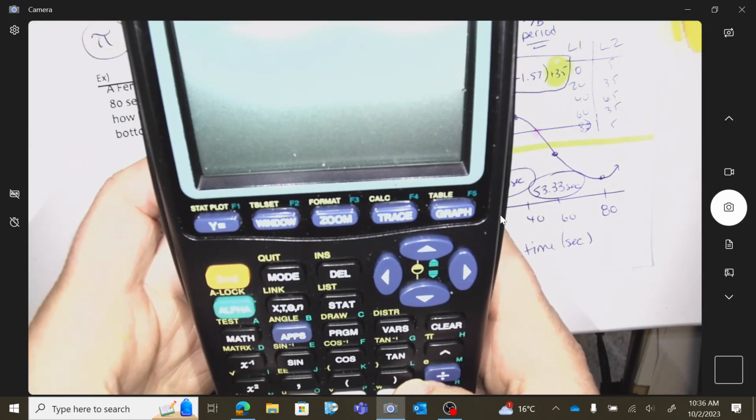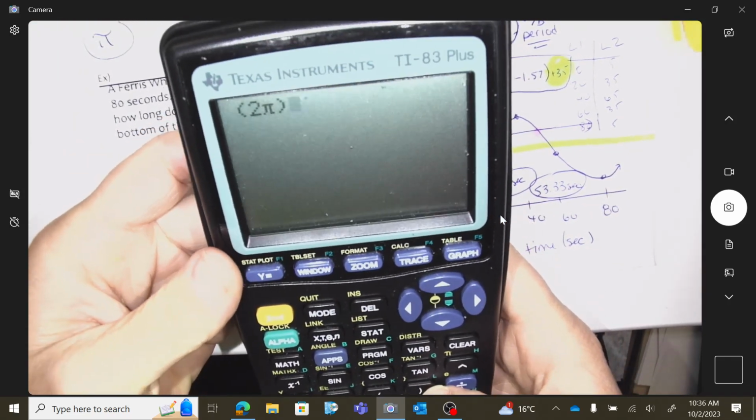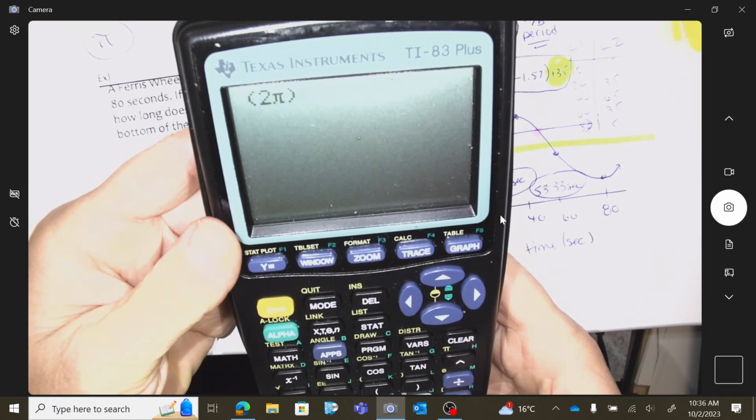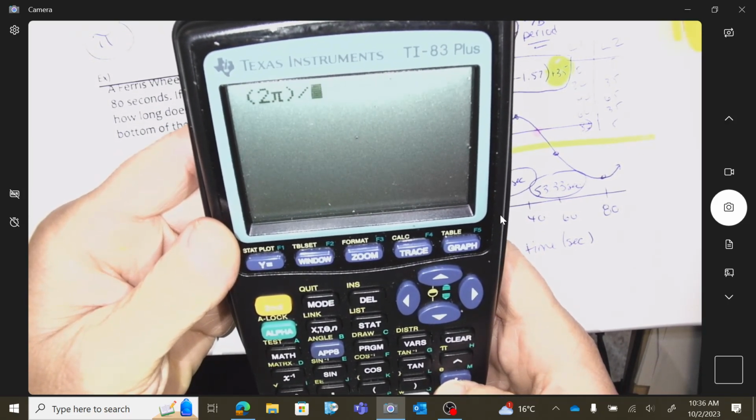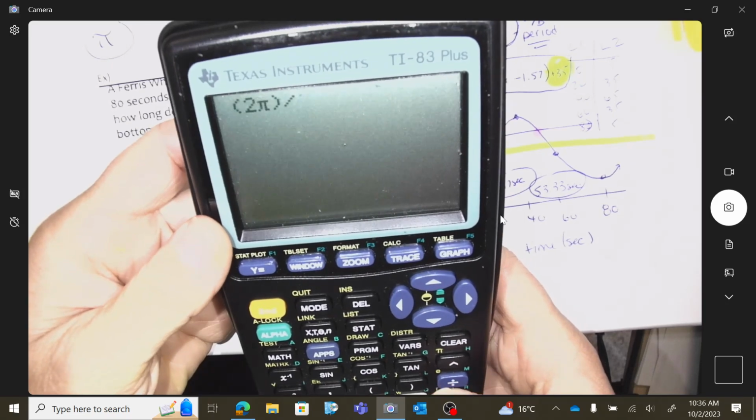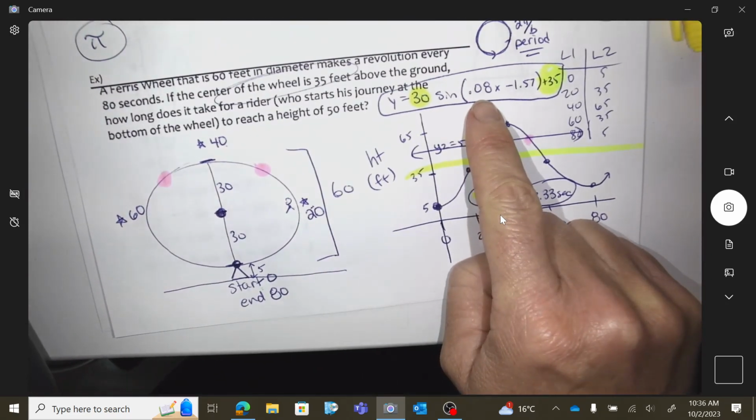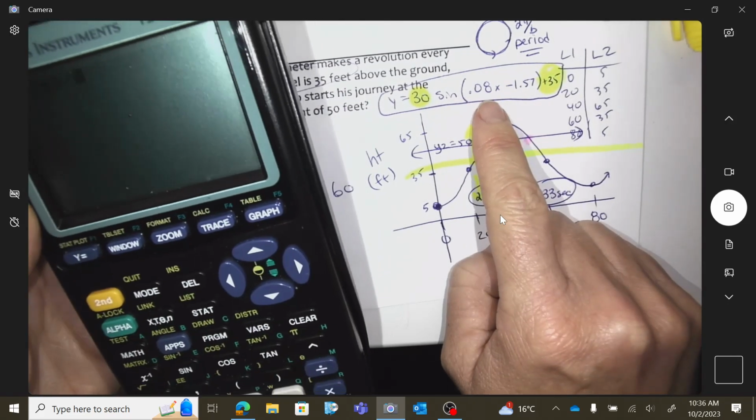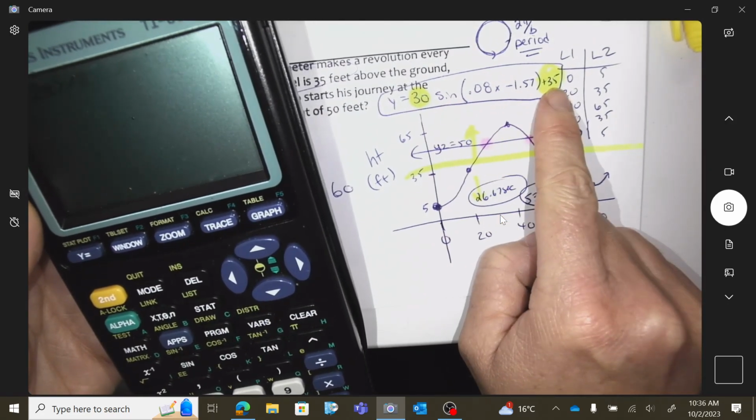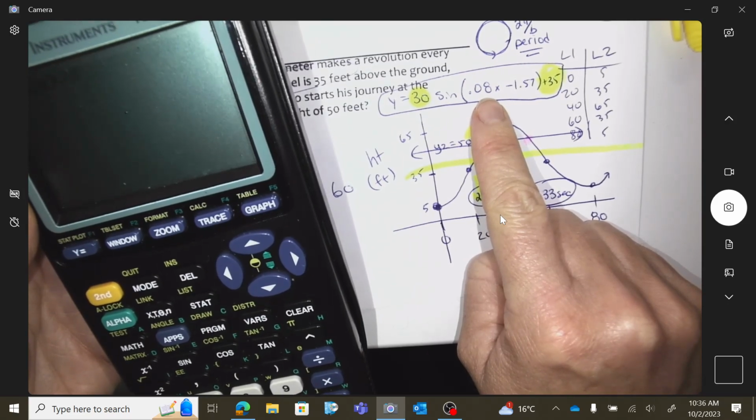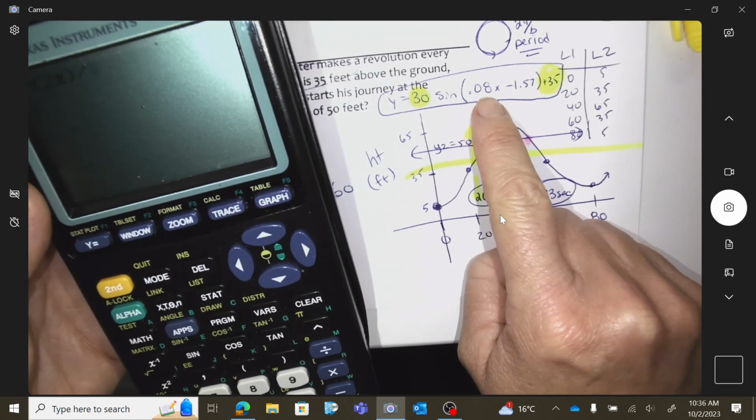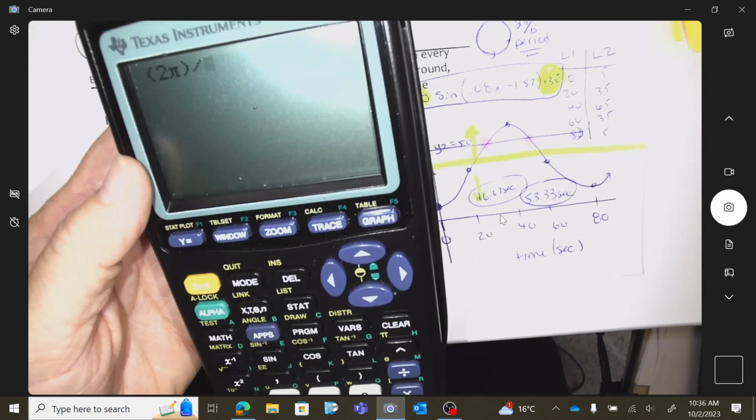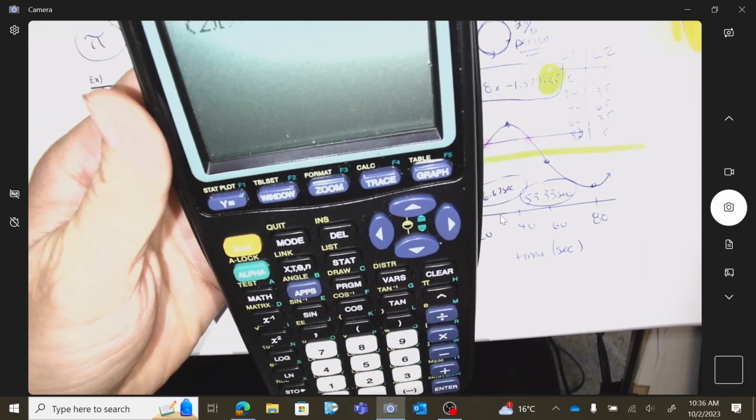Can you go brackets 2 pi divided by, okay, and then did you notice that we had this b? This is the b. This was a, b, c, and d. This is the b, but you're not going to type 0.08. You're going to copy and paste it. So how do you copy and paste?